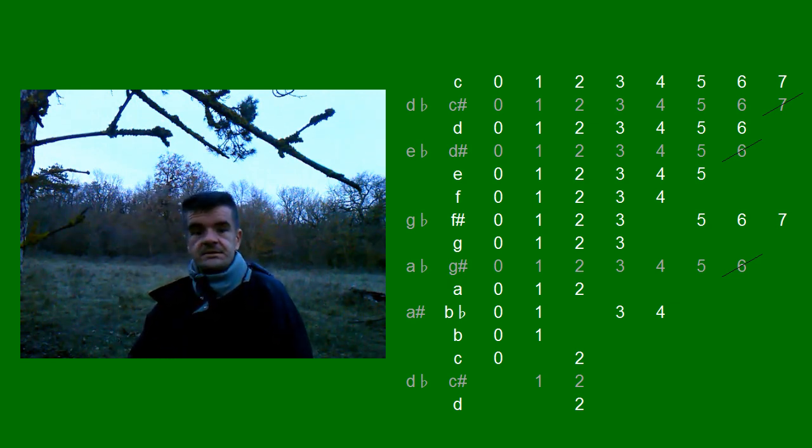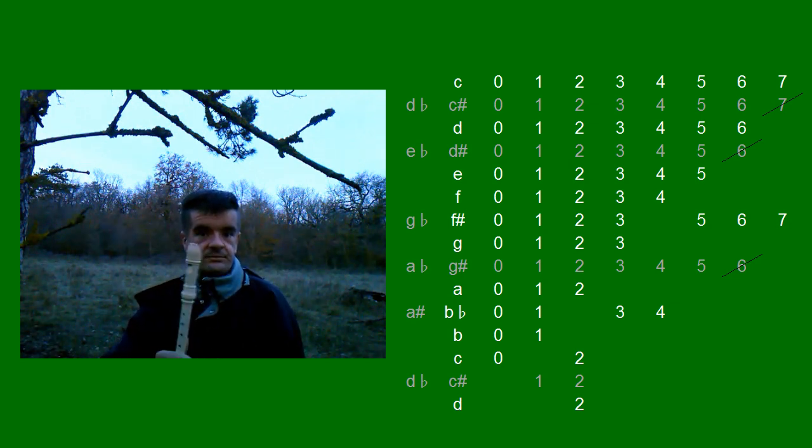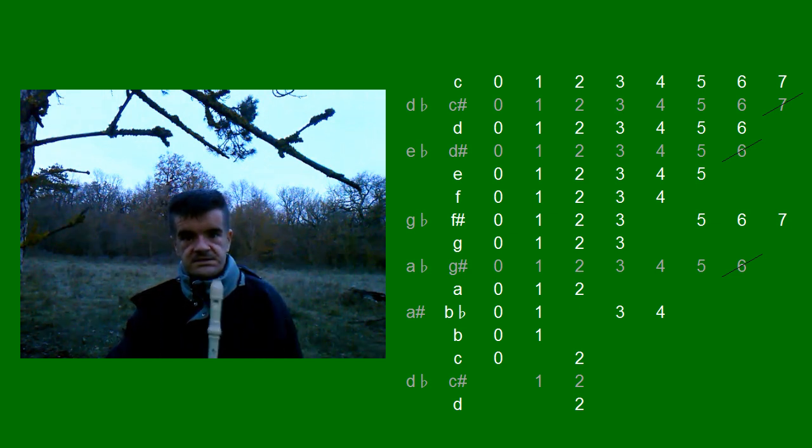So we have entire notes from the C of the first octave until the D of the second: C, D, E, F, G, A, B, C, D. And of the first octave, we have B flat and F sharp.